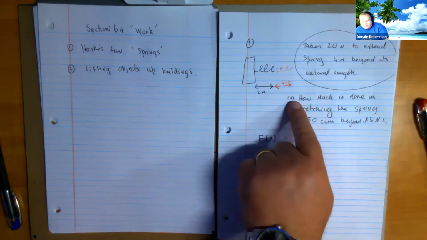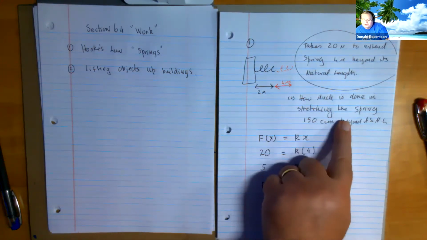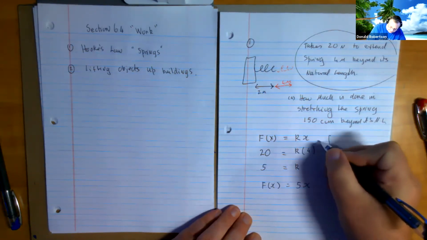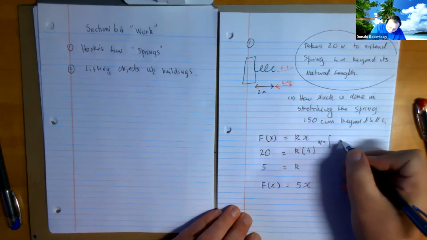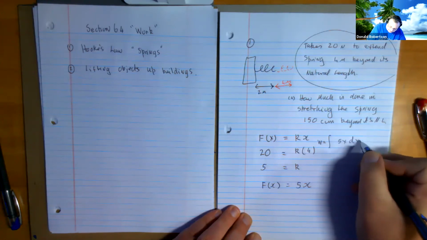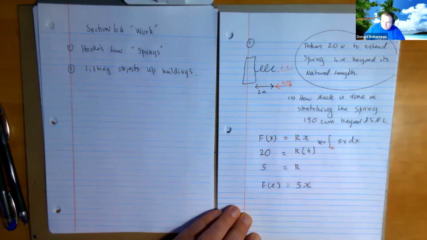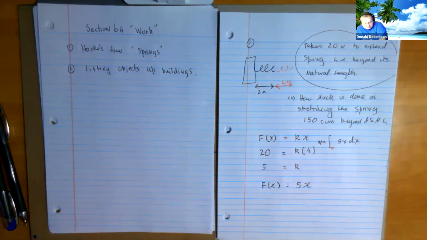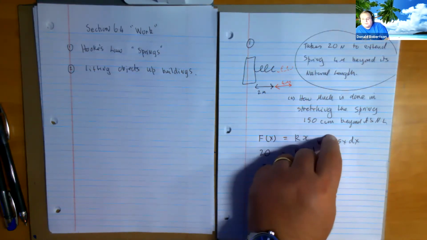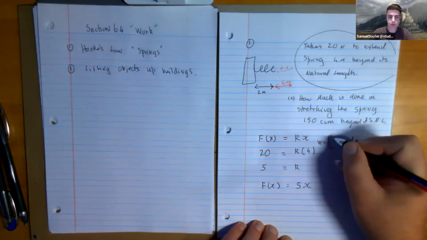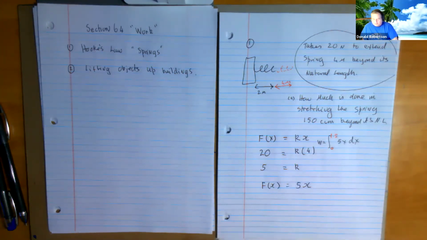Now, if you know that, you can answer this question. How much work is done in stretching the spring 150 centimeters beyond its natural length? I suppose I want to do that. It's going to be the integral of 5x dx, going from 0 to 150 centimeters beyond its natural length. Do I put 150 as that top number? Correct, you don't. What number do I put there? 1.5. So always be aware of units, because sometimes they do that to catch you out, right?